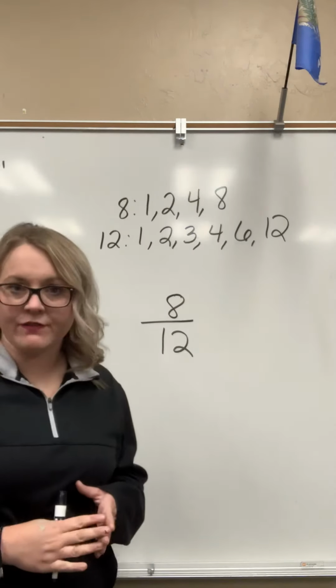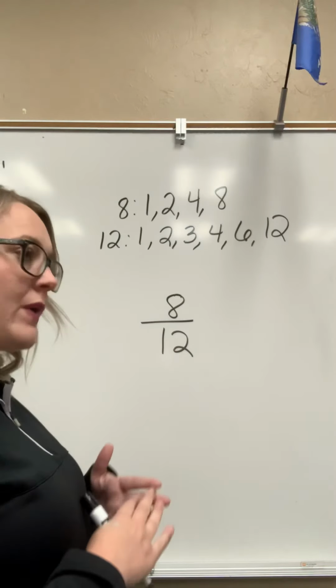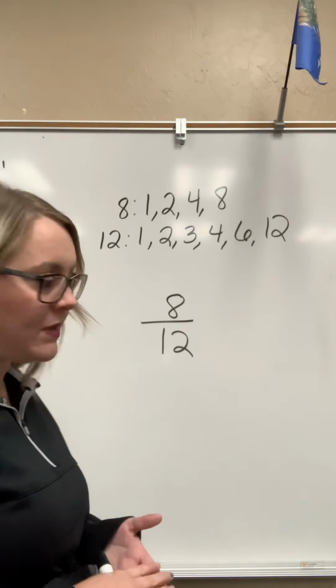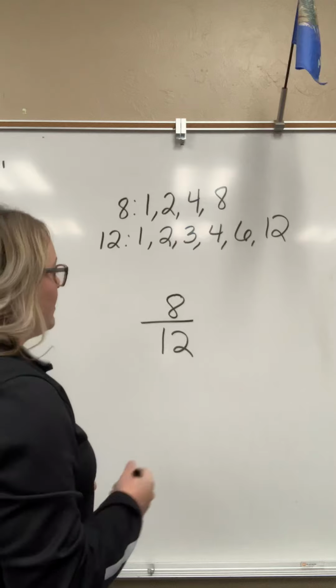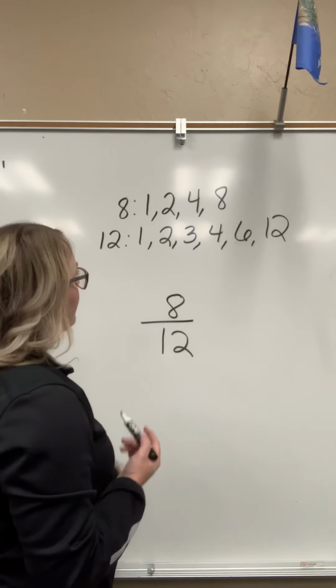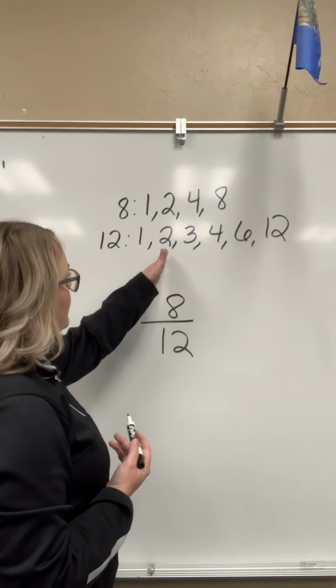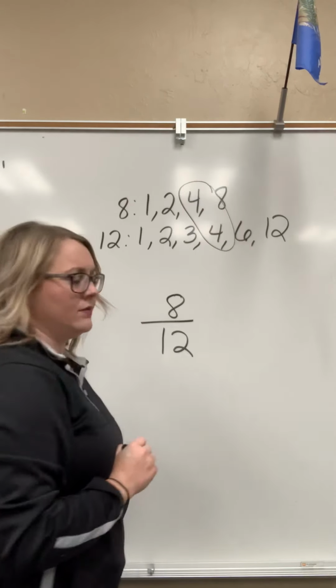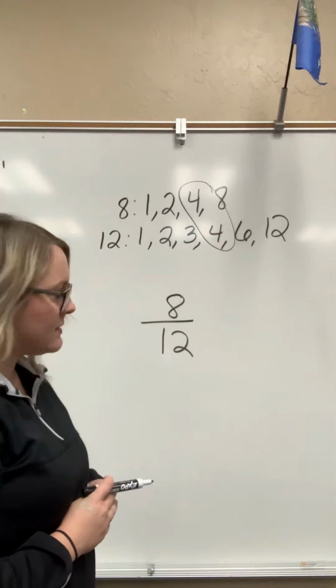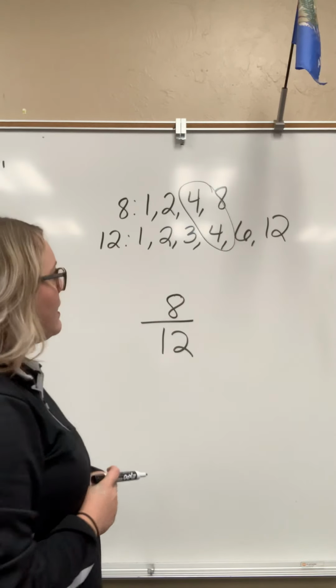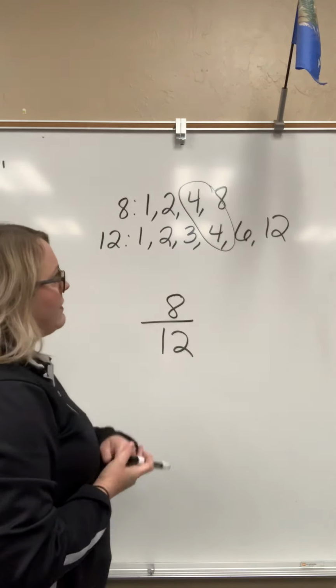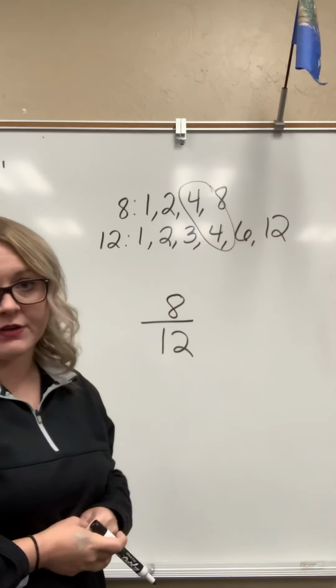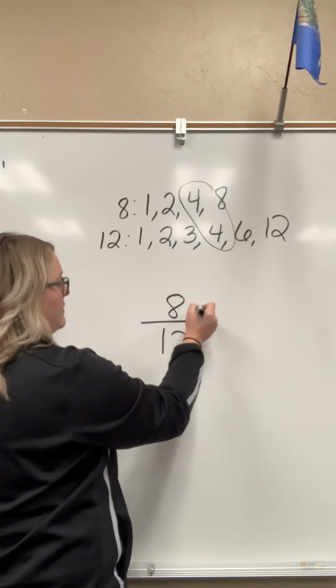So when I'm simplifying, I want to pick the greatest common factor, the biggest factor that they have in common in order to simplify this fraction. So they have 1 in common, obviously, 2 and 4. So the biggest of those is 4. In order to simplify this and reduce it into lowest terms, I divide the numerator and the denominator both by the greatest common factor of 4.